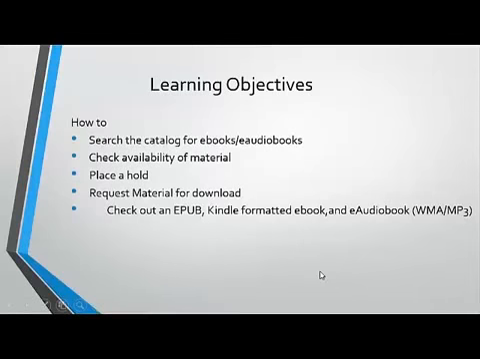Today's learning objectives are how to search the catalog for ebooks and e-audiobooks that are for direct download from Overdrive on BiblioCommons. Instead of having a link that takes you directly to Overdrive, you can now check availability of a material and then directly check out the material from BiblioCommons without having to go to the Overdrive page. I'll also show you how you place a hold in BiblioCommons for an e-material, and I'll show you how to request a material for download, check it out in EPUB format, Kindle formatted ebook, or in e-audiobook format in WMA or MP3.